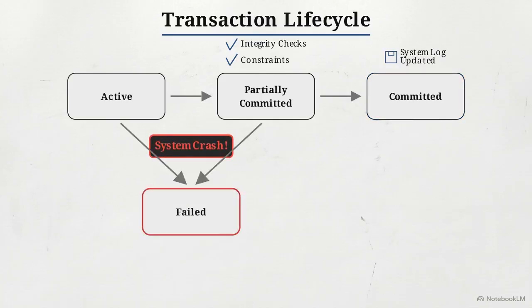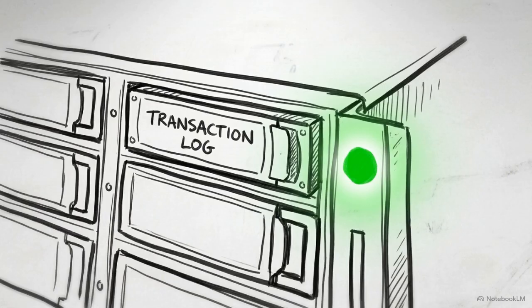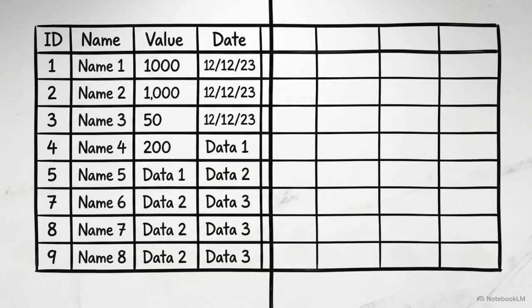But what if there's a system crash or a lock conflict? The transaction shifts to the failed state. From there, it is aborted. The database rolls back every single change to restore the exact previous state. This strict state machine ensures certainty. A transaction either makes it all the way to a permanent commit, or it aborts completely. It never gets stuck in a half-finished destructive state.